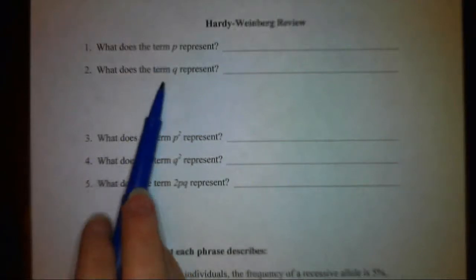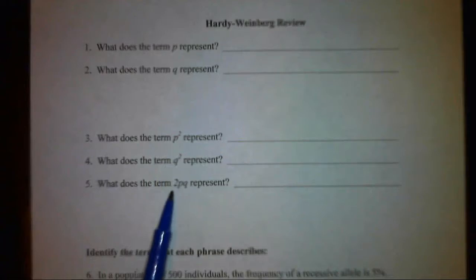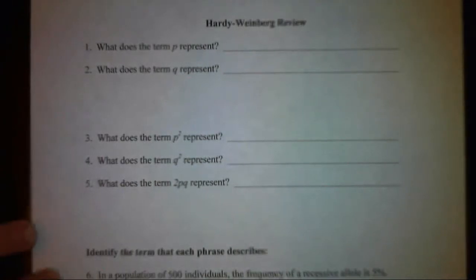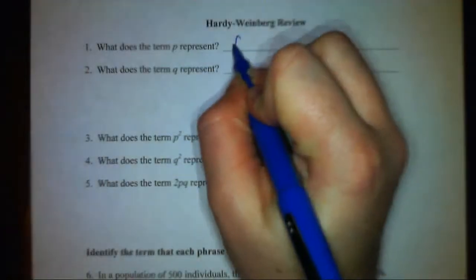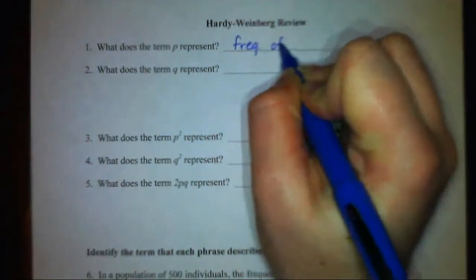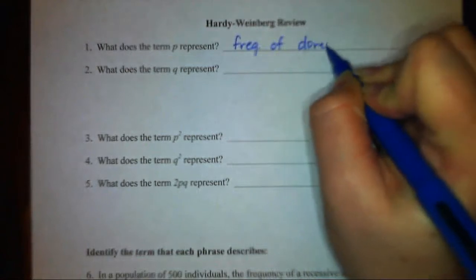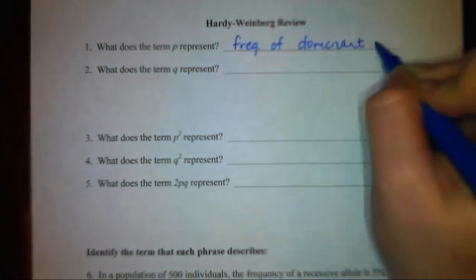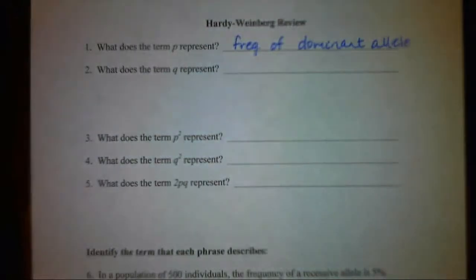Okay, these variables p, q, p squared, q squared, and 2pq are all referring to the frequency or percentage of something. So all of my definitions are going to start off with the words "frequency of," and when I work problems, I'm going to work in decimals or percentages. So first of all, what does the term P represent? The term P represents the frequency of, and I'm going to abbreviate, the dominant allele. In other words, what percentage of my alleles are the dominant or capital allele?